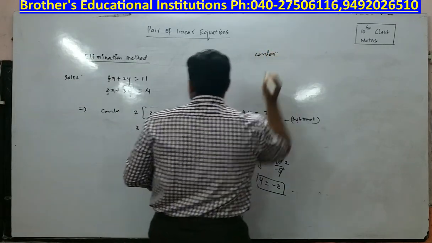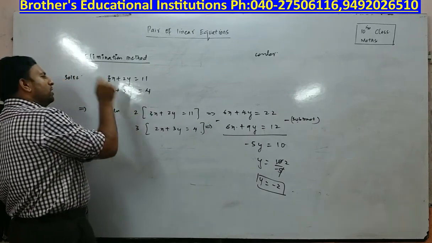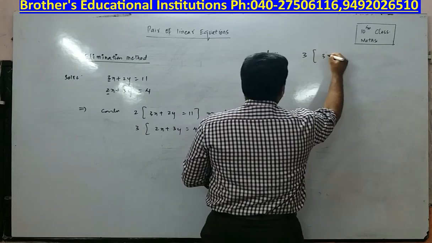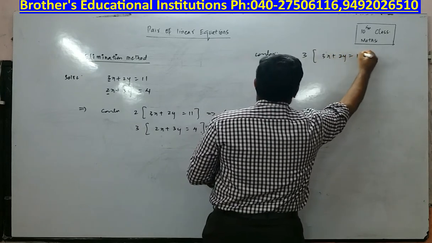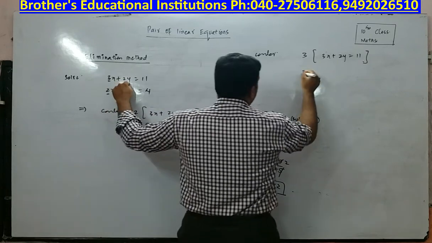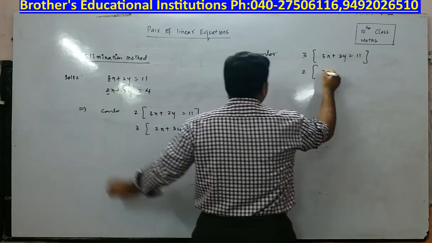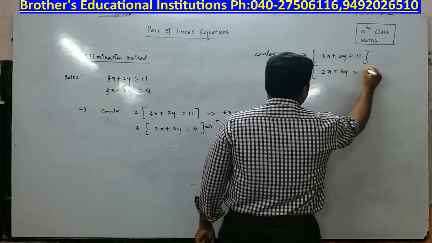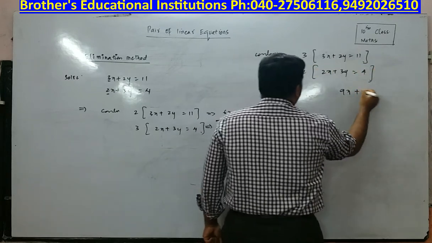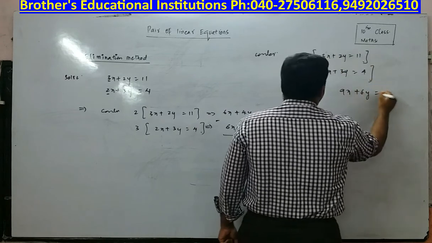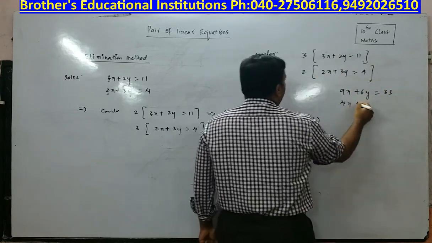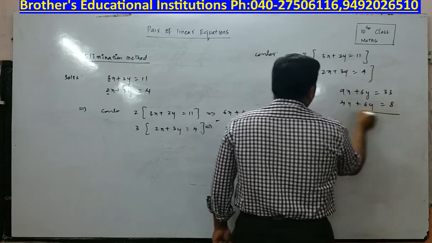Now this time I am targeting to eliminate y. So 3 I will multiply to the first equation: 3 times 3x plus 2y is equal to 11. And what is the coefficient of y here? 2. 2 should be multiplied to the second equation: 2x plus 3y is equal to 4. 3 3s are 9x, 3 2s are 6y, 3 11s are 33. 2 2s are 4x, 2 3s are 6y, 2 4s are 8.